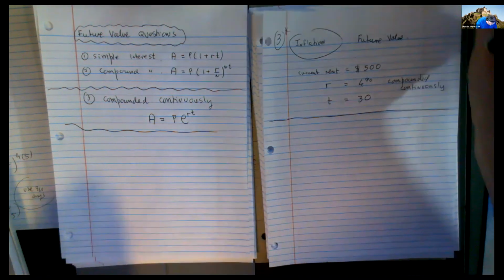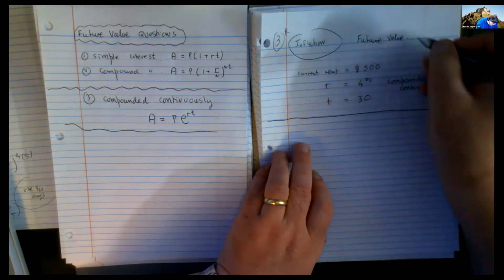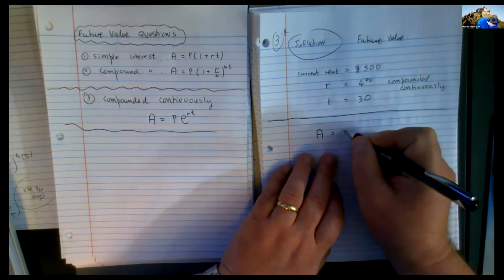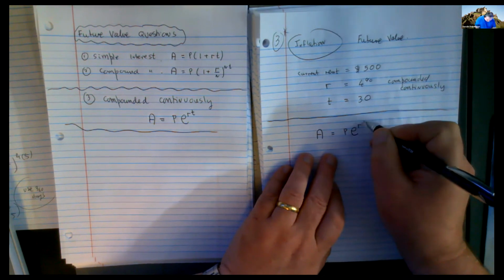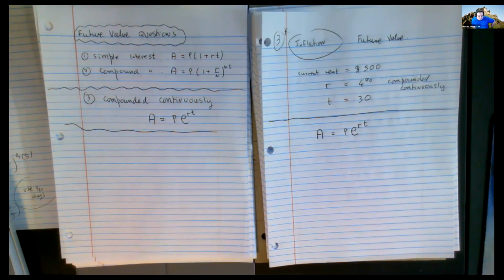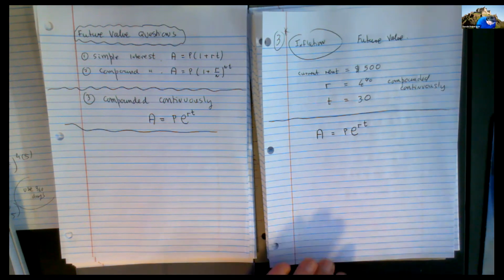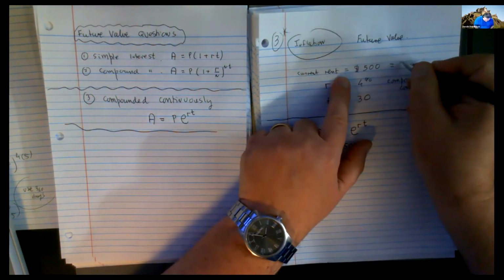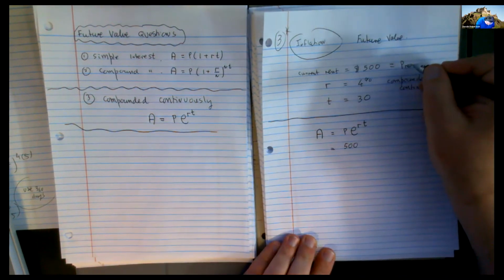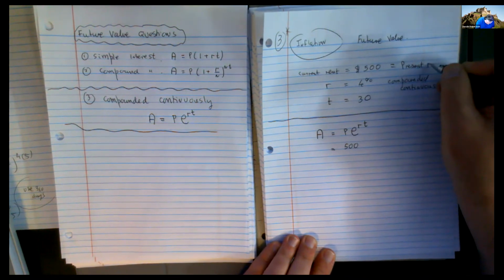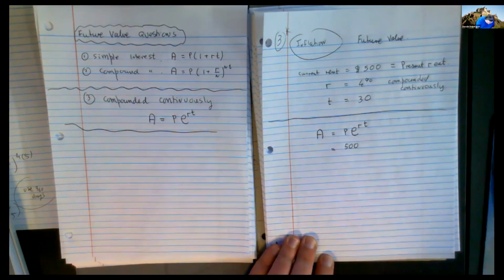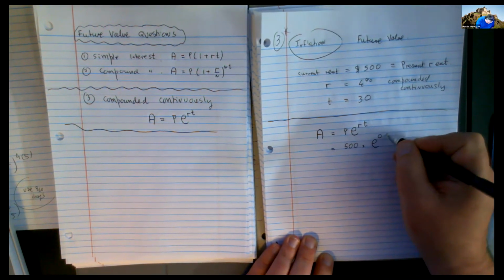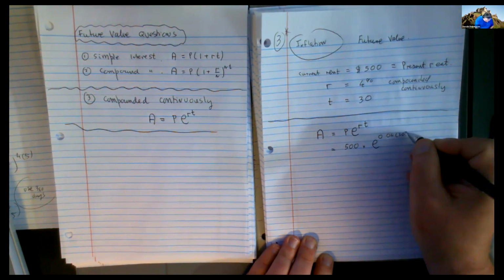And the formula that I'm going to use is the one where it's compounded continuously. So the future value is P e to the rt. Can you remember that was the formula for compounded continuously? And I know that right now, that is the present value. Actually, it's the present rent, but we'll call it the present value. So 500 times e to the power of 0.04 times 30.